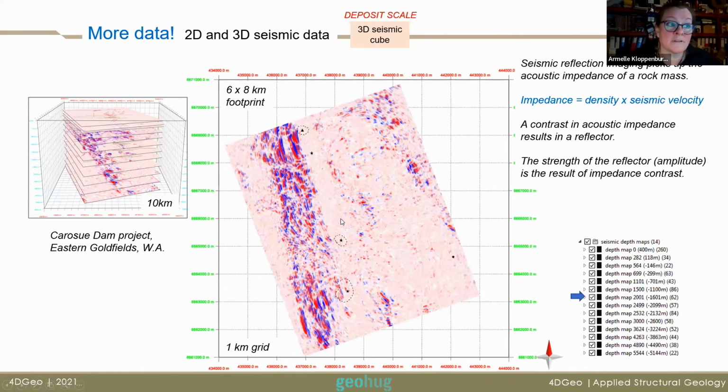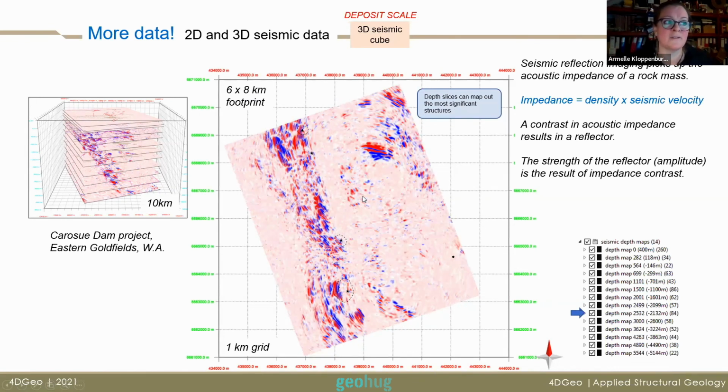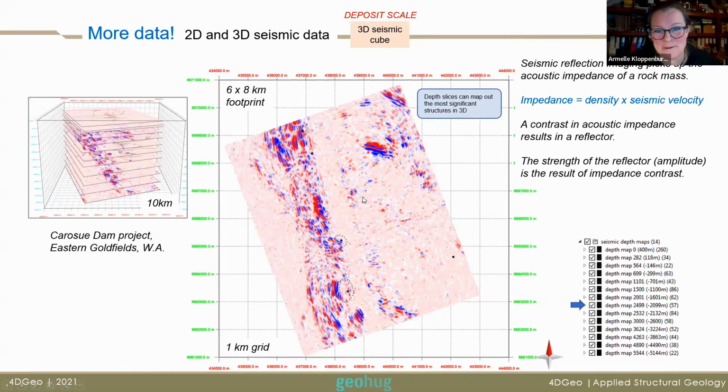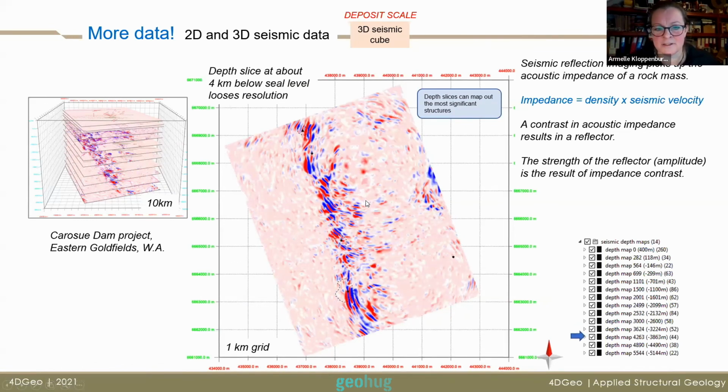Going down further, some 2 kilometers below sea level already. So with the help of a series of depth slices, you can map out the most significant structures in 3 dimensions. It's particularly useful when you have no outcrop or no surface geological map. Okay, going down, now you're losing resolution.